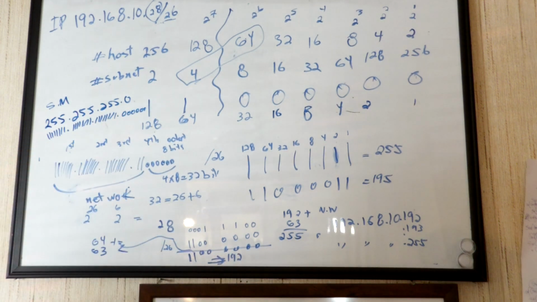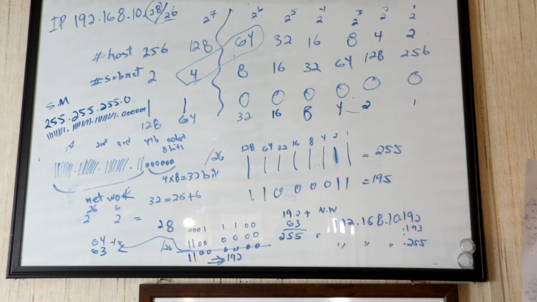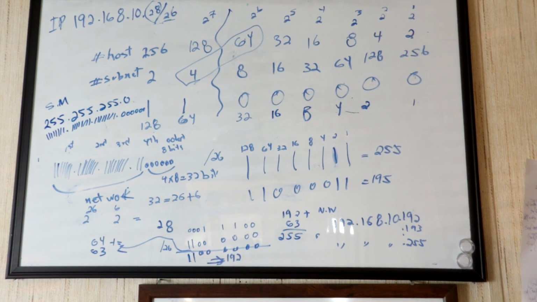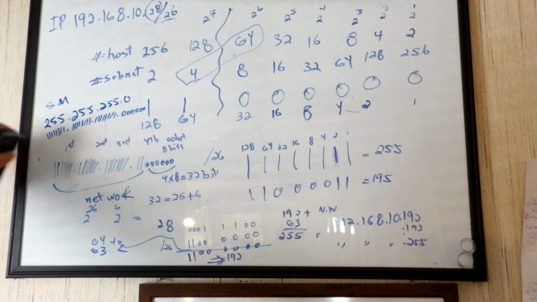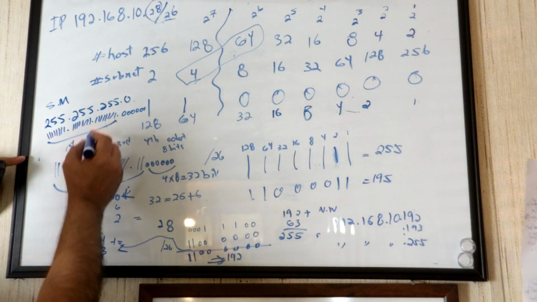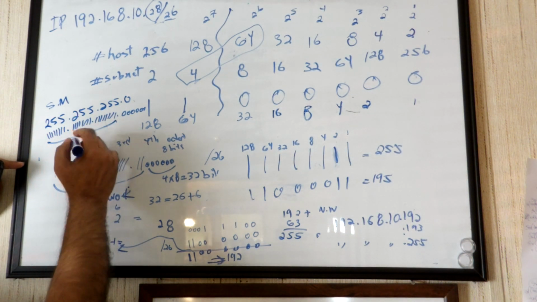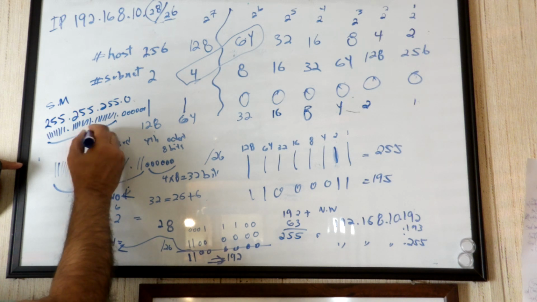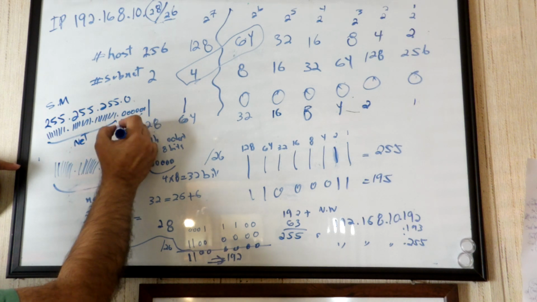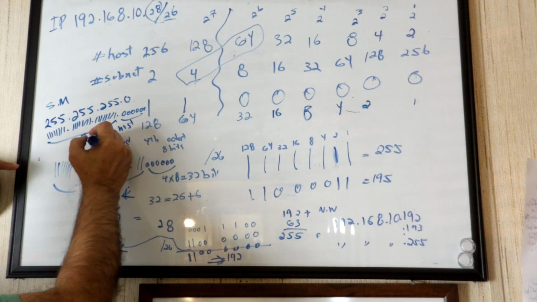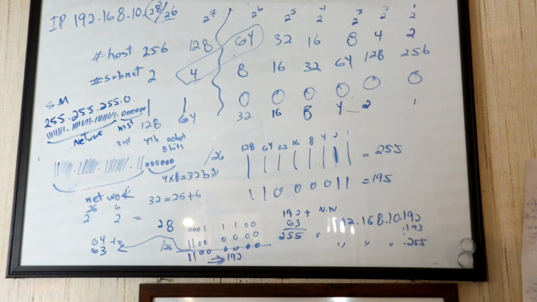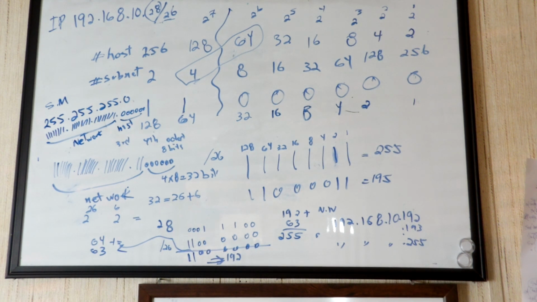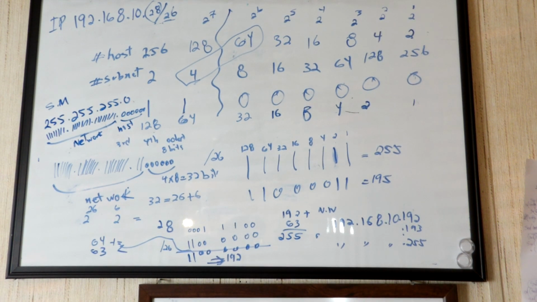See, at this subnet mask, this is class C. This part is for the network portion, the network portion, and this is the host portion. So what's the maximum number of hosts we can get from that?